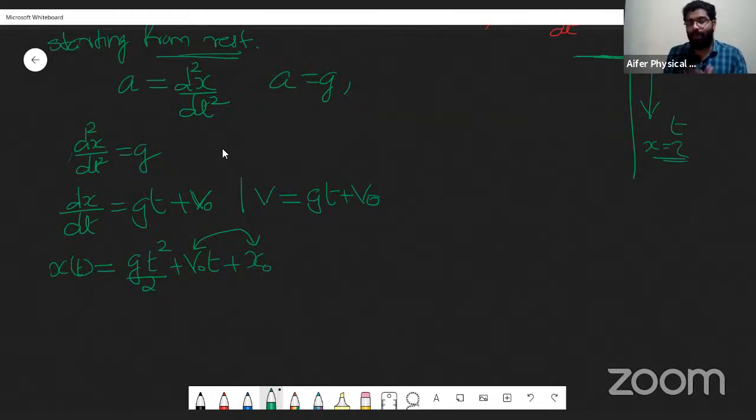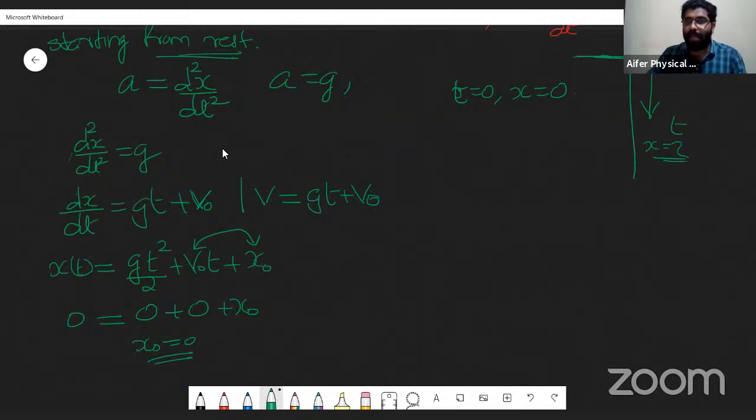Sometimes they are not given to you, so you have to find them from the problem. Now we can find the boundary condition from the problem. What is the boundary condition? At time t equal to 0, your x is equal to 0, right? If you put t equal to 0, x equal to 0, then 0 equals 0 plus 0, this term 0, x naught 0. Which means the constant x naught is 0.